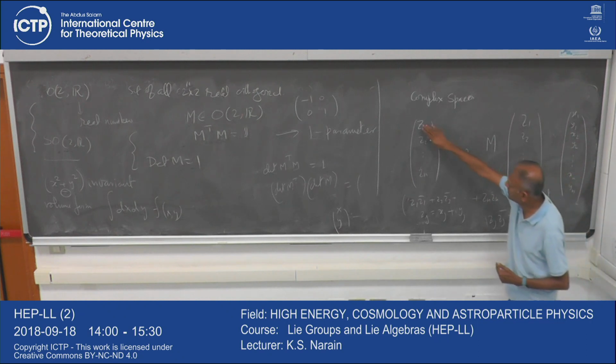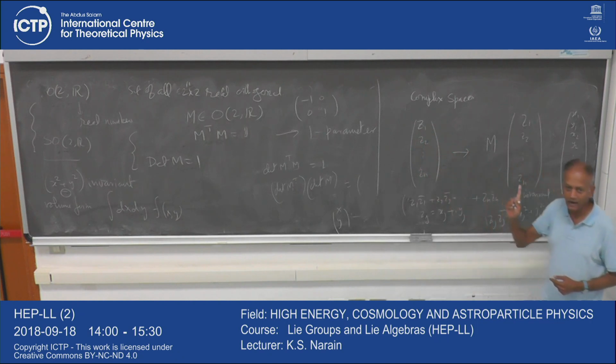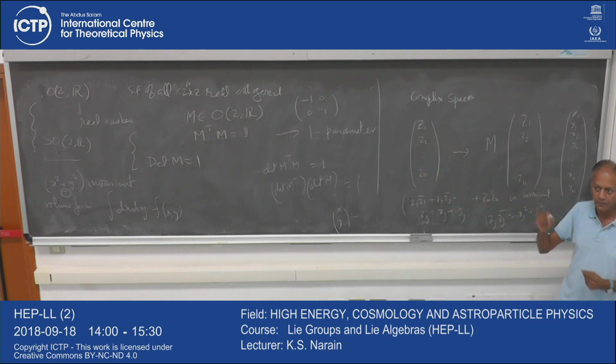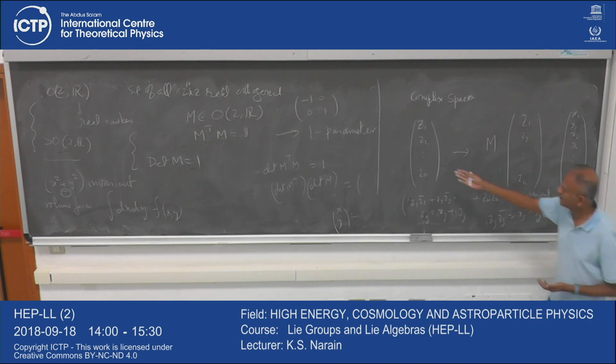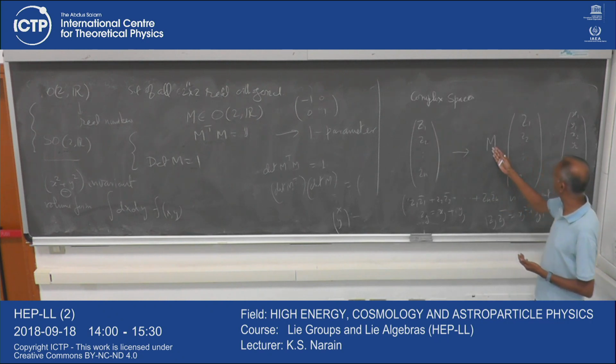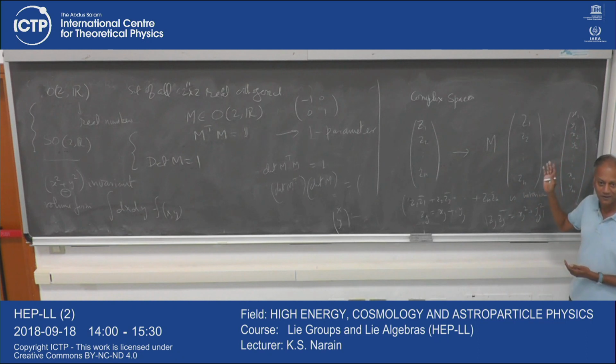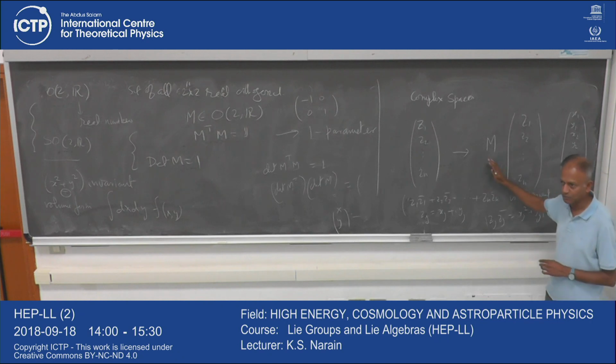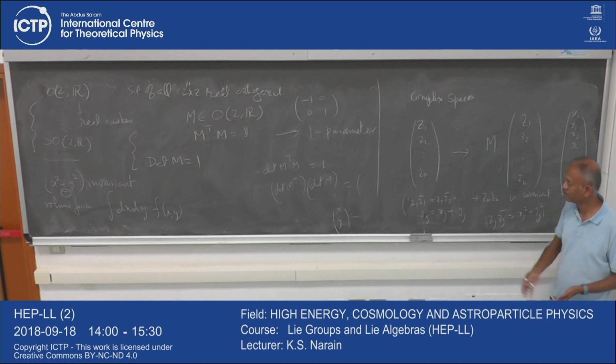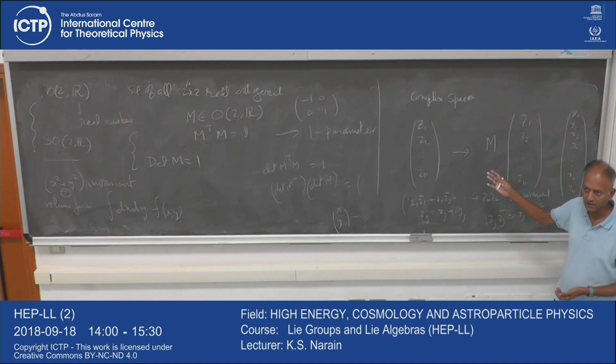But here, when I'm doing such a transformation, I'm saying that no, I'm not going to allow such mixing. I'm going to make the transformation so that z's go to z's only, not z bar. Okay? So it is clear from this description that this group will be a subgroup of O2n, right? That is clear. It's a subgroup, but it's a very important subgroup. You'll see that in particle physics, these are the kinds of groups that appear all the time.